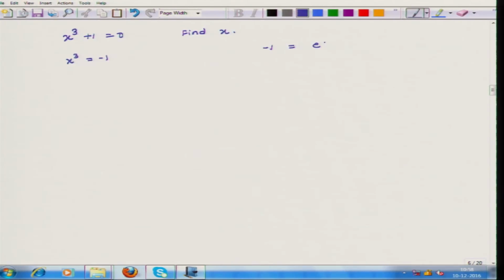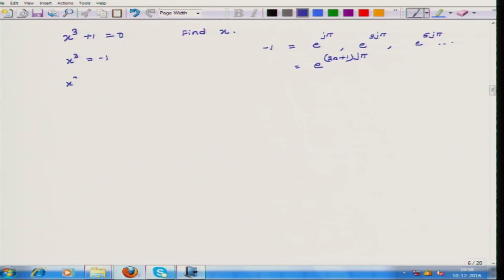It is e to the power of, this is one possible value, e to the power of j pi or e to the power of 3j pi or e to the power of 5j pi. So, in general I can write it as e to the power of (2n plus 1) j pi.